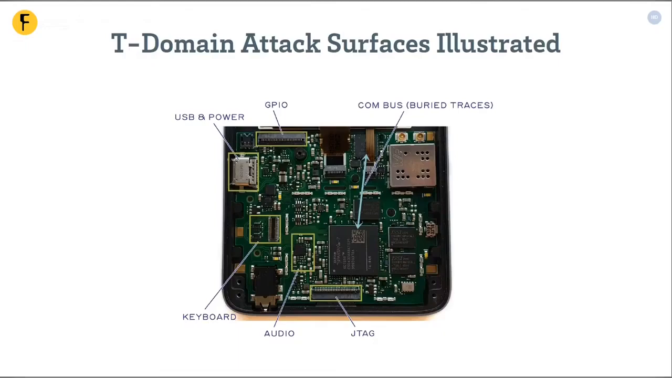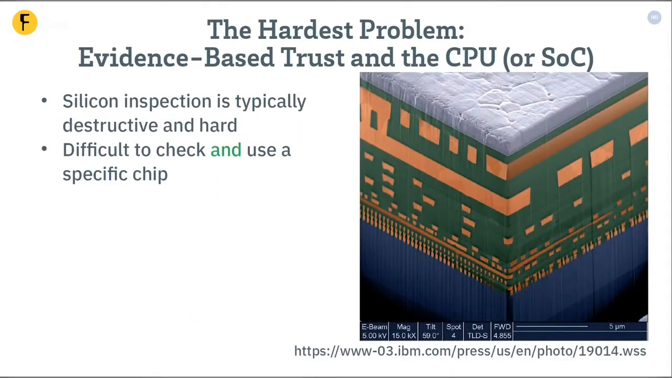Now, finally, let's talk about the hardest problem, which is how do we get to evidence-based trust on the CPU? Or I often refer to it as a system on chip, because we have basically one large block in the middle that is an FPGA and it contains all the functions, right?